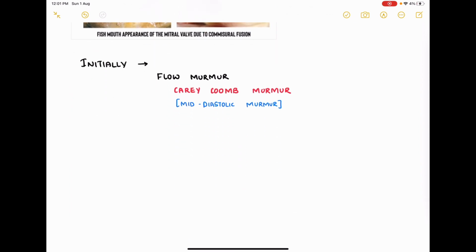Initially, only a flow murmur is heard, and this flow murmur is called the Carey-Coombs murmur, which is a mid-diastolic murmur. Although as the disease progresses, there could be other murmurs as mentioned in mitral regurgitation and mitral stenosis. There could also be aortic regurgitation in this patient. And I want you to remember that if a young child has aortic regurgitation, a very possible cause for this is rheumatic heart disease.